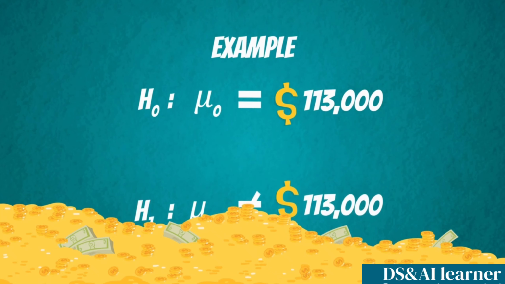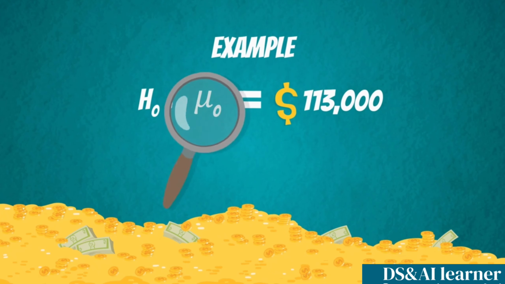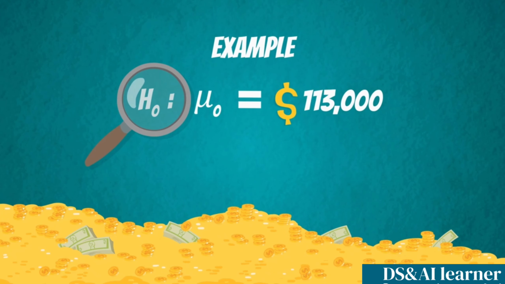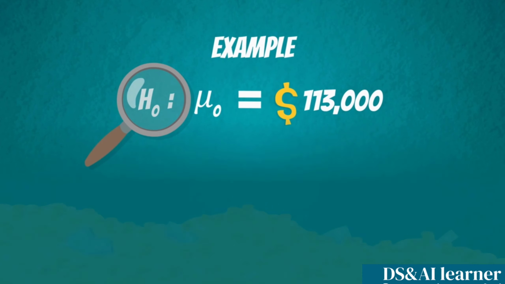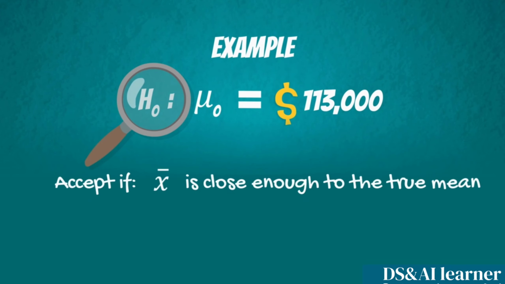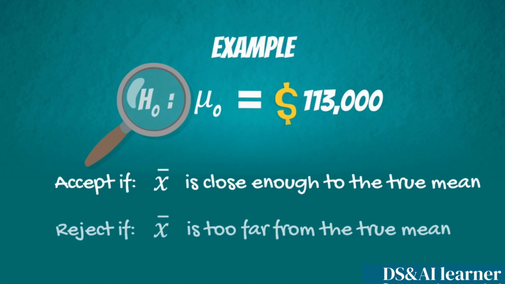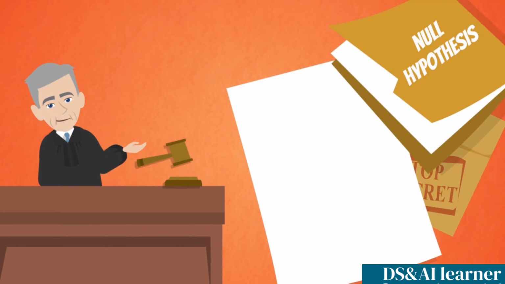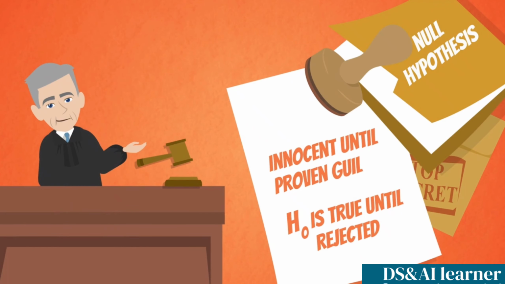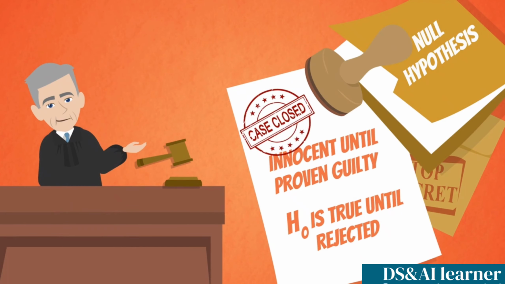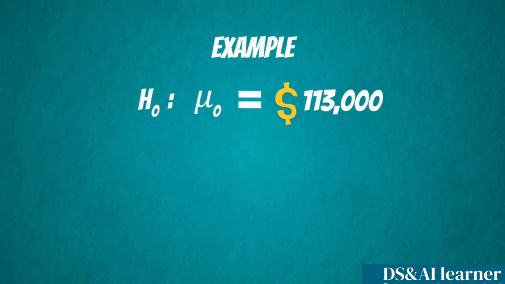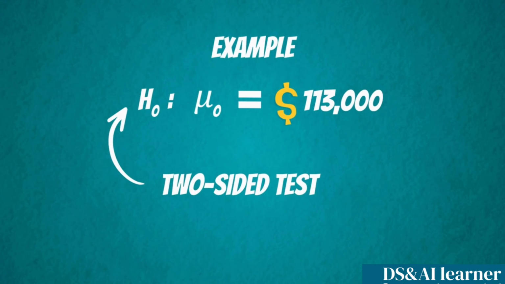Now, you would want to check if $113,000 is close enough to the true mean predicted by our sample. In case it is, you would accept the null hypothesis. Otherwise, you would reject the null hypothesis. The concept of the null hypothesis is similar to innocent until proven guilty. We assume that the mean salary is $113,000 and we try to prove otherwise. Okay, this was an example of a 2-sided or a 2-tailed test.